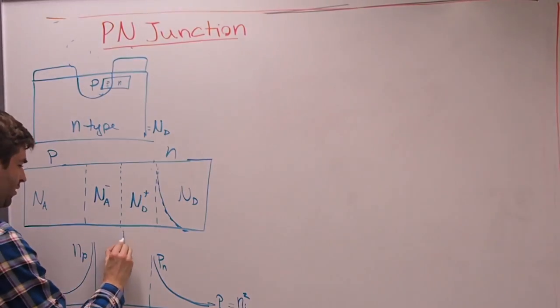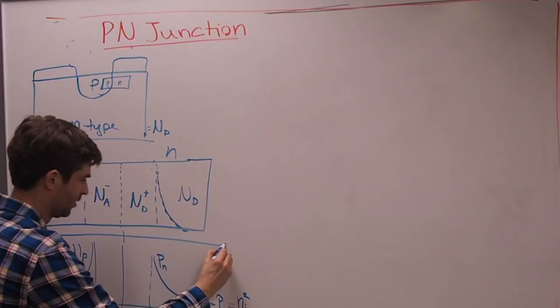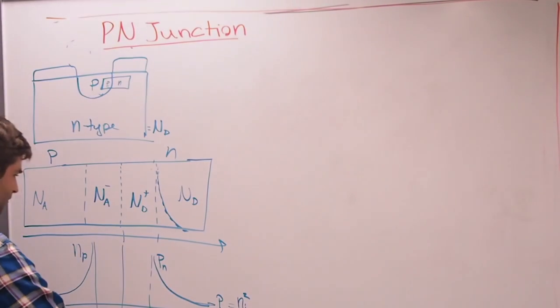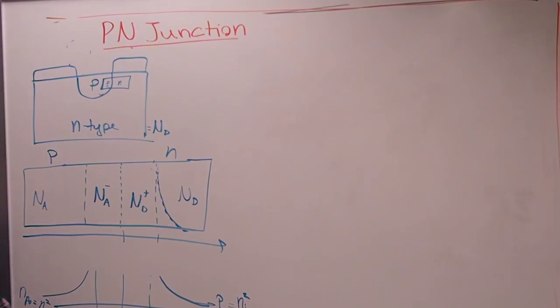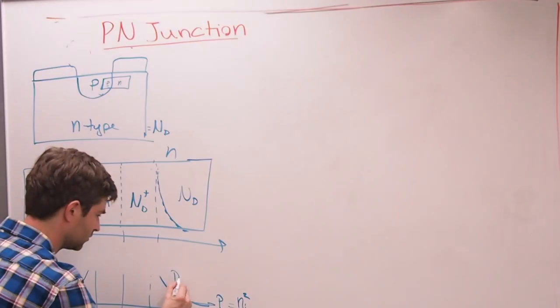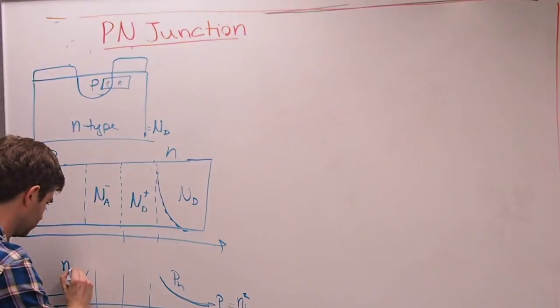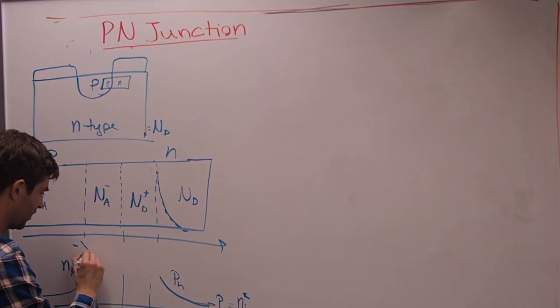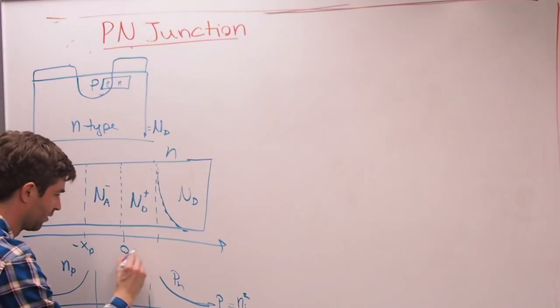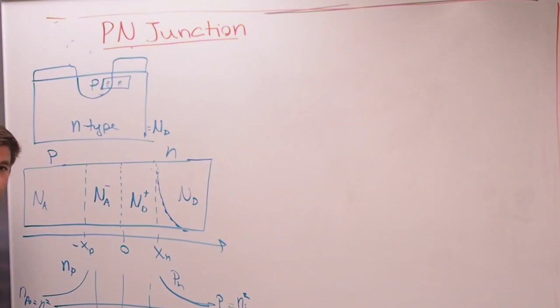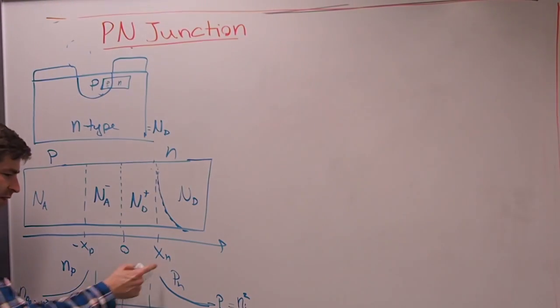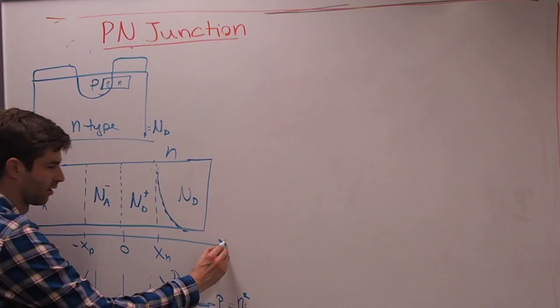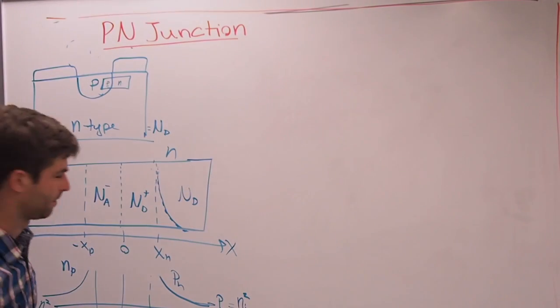So we have, this is our x-axis. We'll call this negative xp, we'll call this 0, and we'll call this xn. So the whole width of the depletion region is xn plus xp. This is our x-axis, right?